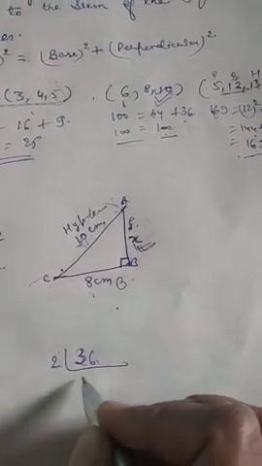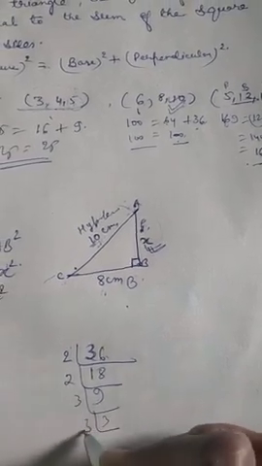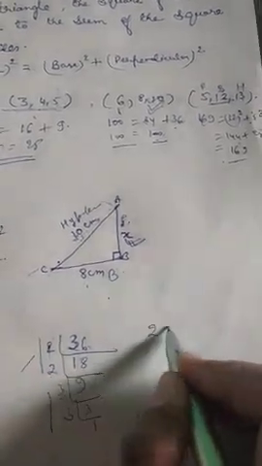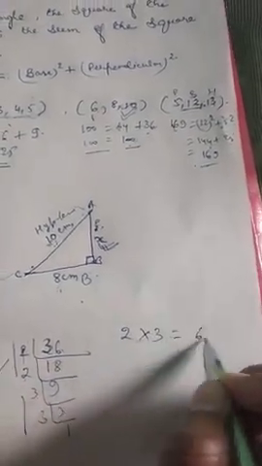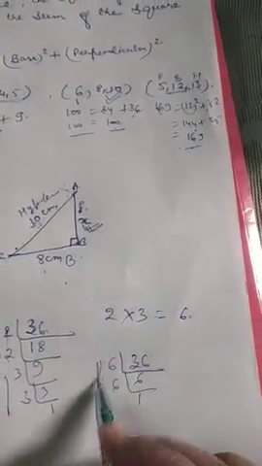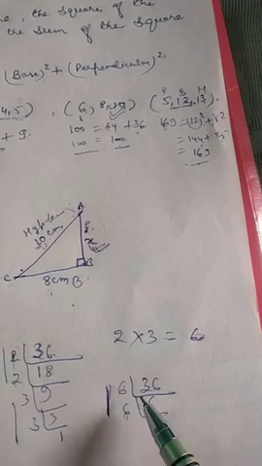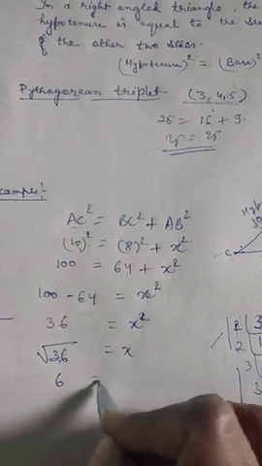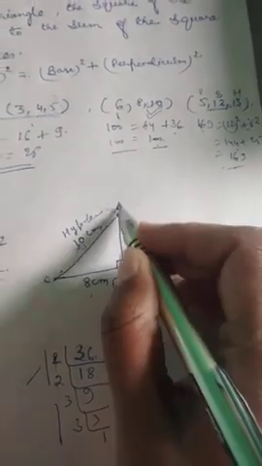Like this. 2 1s are 2, 2 8s are 16, 2 9s are 18, 3 3s are 9, 3 1s are 3. So we will take the numbers in a pair. 2 2 is a pair. We will take for this only 1 2. This is in pair, so we will take only 1 3. 2 3s are 6. Or you could directly do this, 6 6s are 36. A number when multiplied with itself gives the square number. So the square root of 36 will be 6. 6 centimeter is the value of this perpendicular.